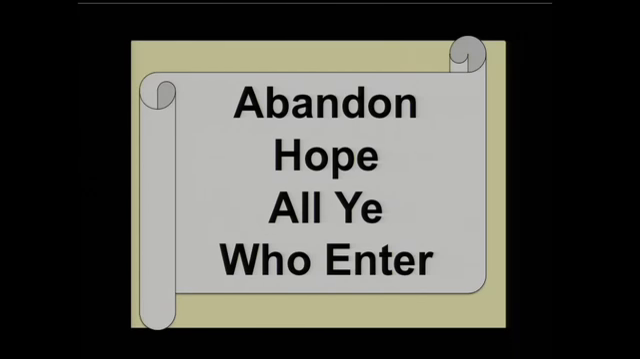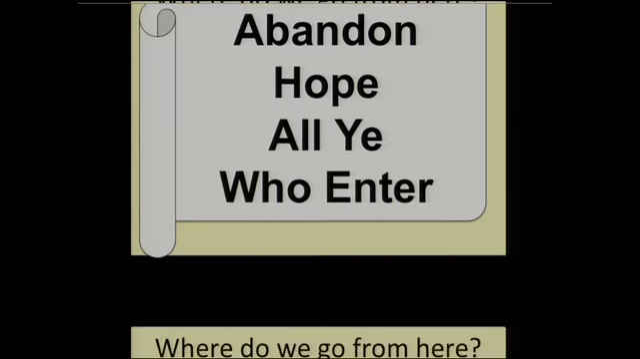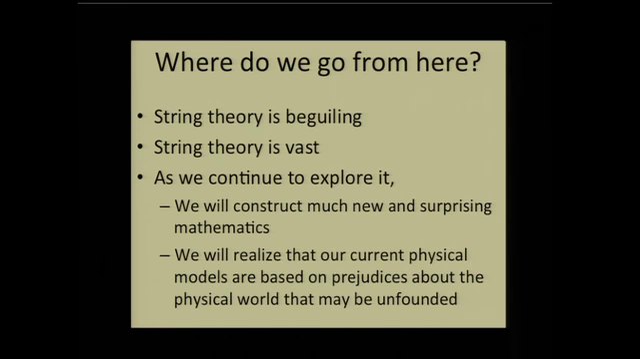At my freshman orientation at MIT, after the president's talk, a banner rolled down to this effect, and I sort of feel like it applies to the program that had been set out for string theory. So where do we go from here?